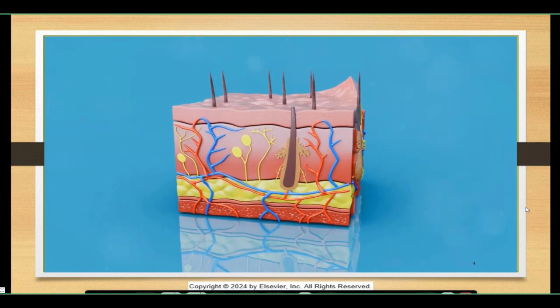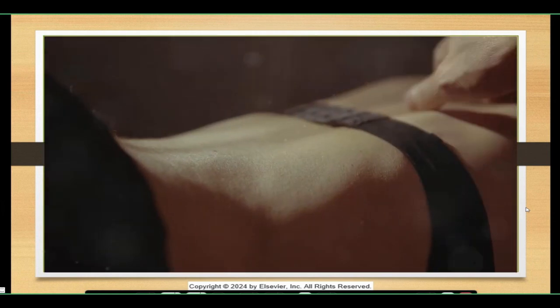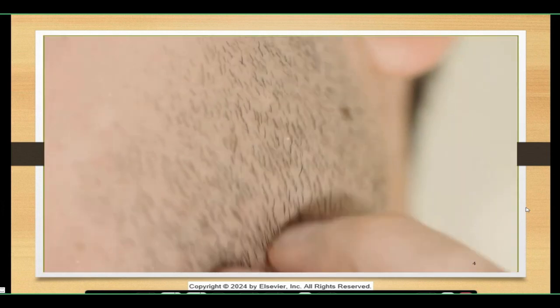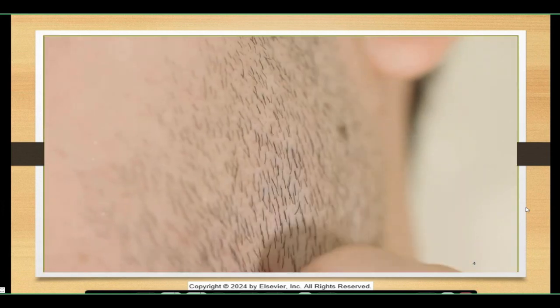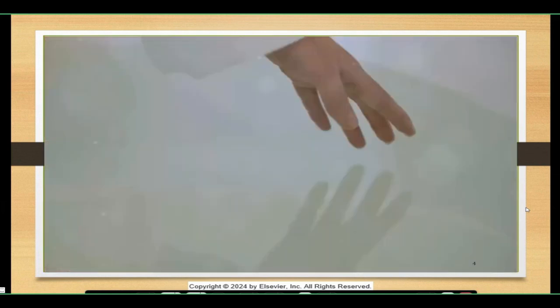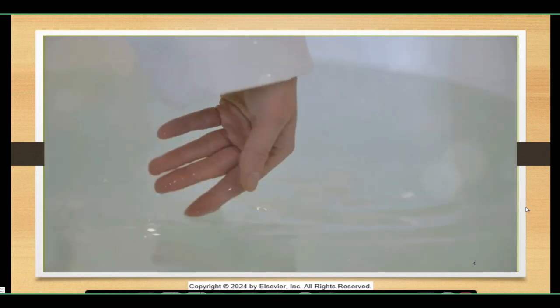Last but not least, the skin. It's the largest organ of your body and packed with receptors for touch, temperature, and pain. When you touch something, mechanoreceptors in your skin are activated and send signals to your brain. That's how you feel texture and pressure. Thermoreceptors detect changes in temperature, while nociceptors signal pain.